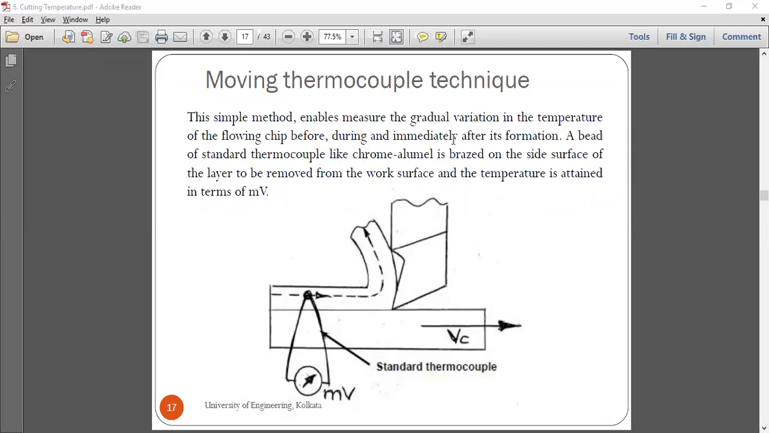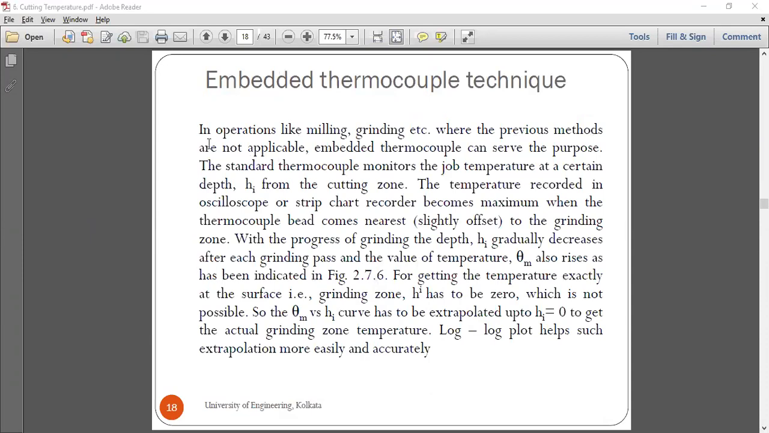So here, a bead of standard thermocouple like chrome alumel is brazed on the side surface of the layer to be removed from the work surface, and the temperature is obtained in terms of the millivoltmeter, in millivolts. Now, in the embedded thermocouple technique, in operations like milling, grinding, etc., where the previous methods are not applicable, an embedded thermocouple can serve the purpose.